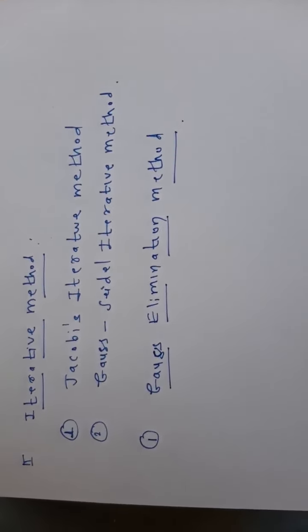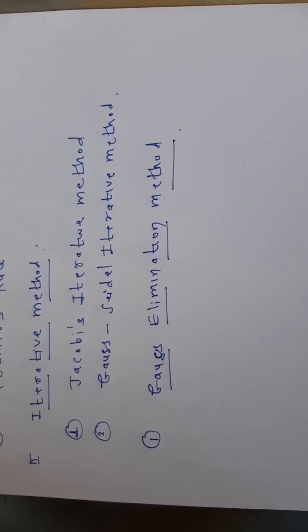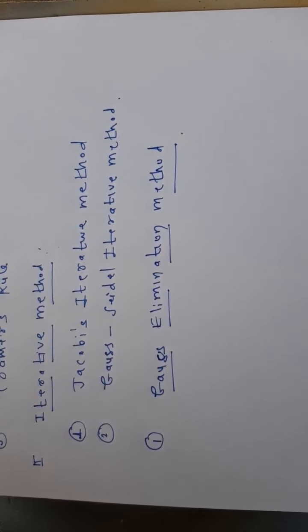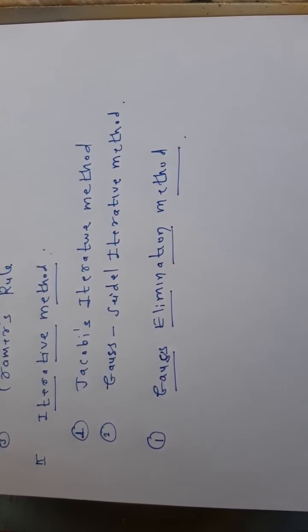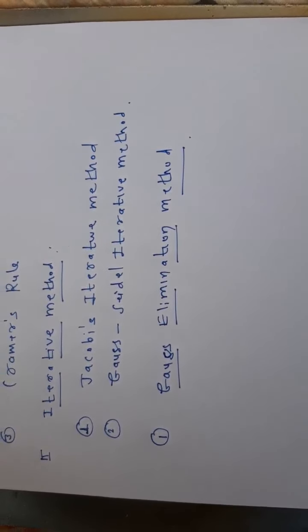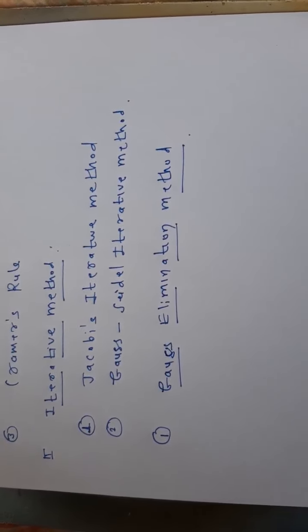This method is also called the cancellation method. Here we are going to apply elementary row operations on the coefficient matrix as well as on the column matrix, and we convert the coefficient matrix to either an upper triangular or lower triangular matrix. Then by using backward or forward substitution we are going to find the solution of the unknowns. Now I will solve one or two examples on the Gauss elimination method.